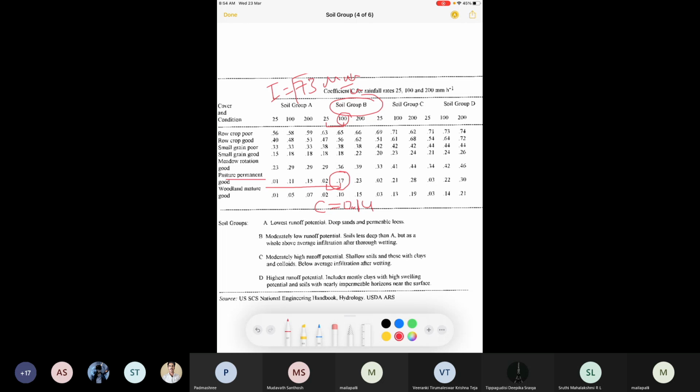Similarly for soil group C, we have a row crop and the intensity is between 25 and 100. For row crops, you get between 0.69 and 0.71. Let's say this is C1 and C2. After interpolation, you get 0.71.